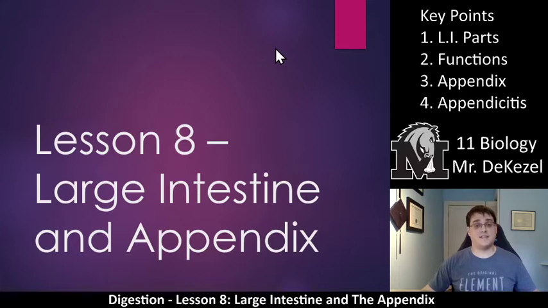This is lesson 8, large intestine and appendix. As you can see, the key points above me, I have abbreviated large intestine into LI for key point 1. So that's large intestine parts. Second key point is the functions of the large intestine. Third key point is the appendix, and fourth is appendicitis.